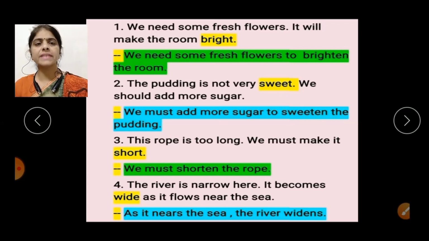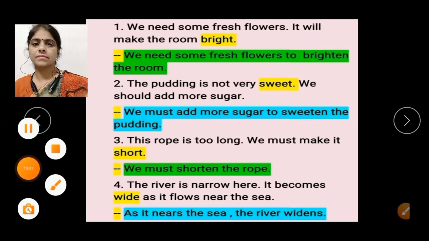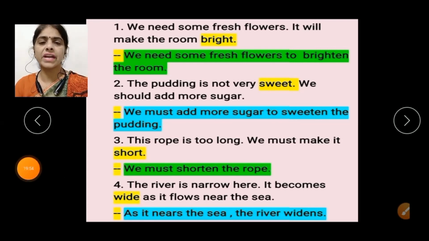Now the next one is, this rope is too long. We must make it short. In this sentence, the highlighted word short is an adjective. So first we will add en to it to form a verb. And then we will rewrite the sentence. So the sentence will be, we must shorten the rope.